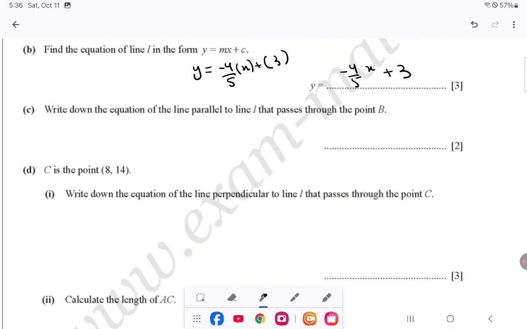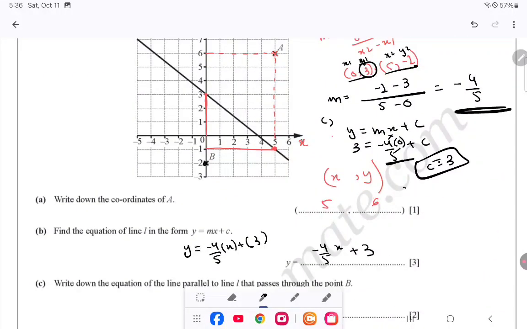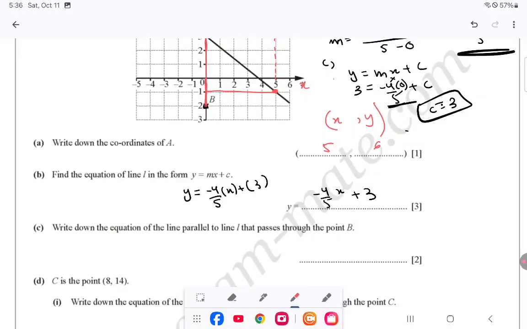Part C is saying: write down the equation of the line parallel to the line, passing through the point B. Now what is the point B? Here is the point B, (0, -2). Here the intersection is given, which is c equal to negative 2 for the B part.